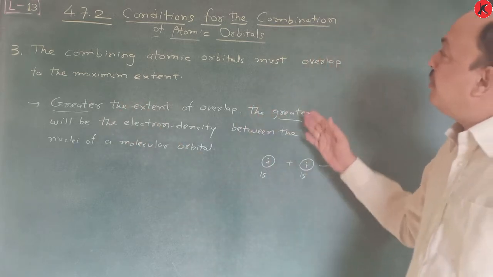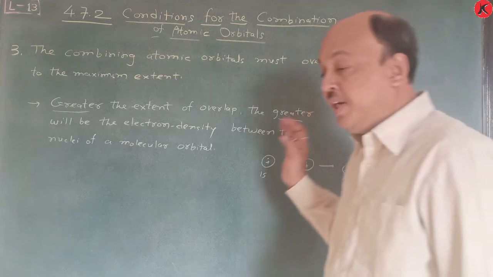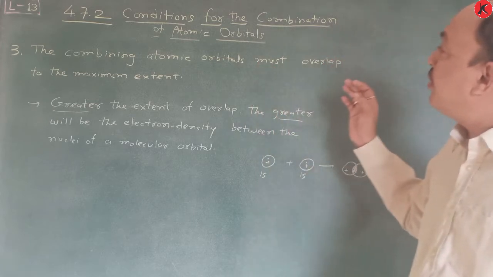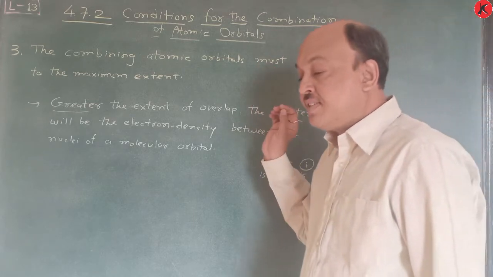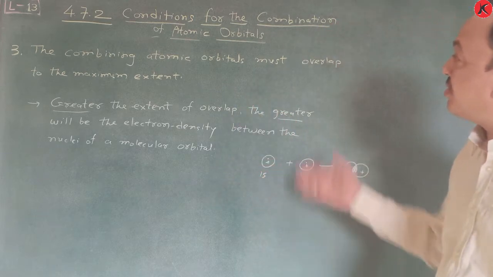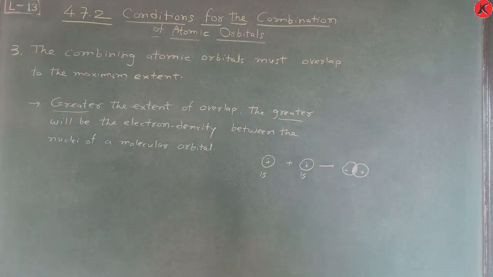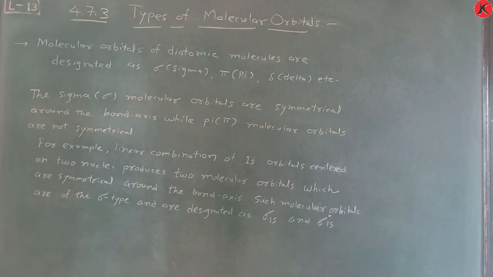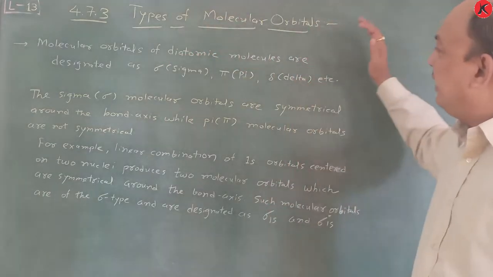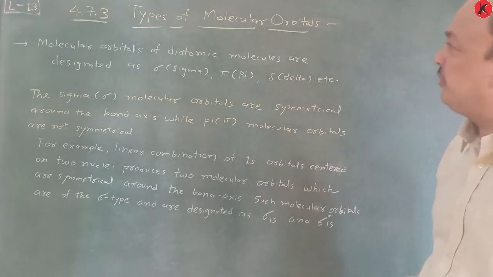So this was 4.7.2, the conditions for the combination of atomic orbitals, now complete, and now we switch to the next topic according to your NCERT textbook: types of molecular orbitals. So take a screenshot. Now here, 4.7.3, types of molecular orbitals.